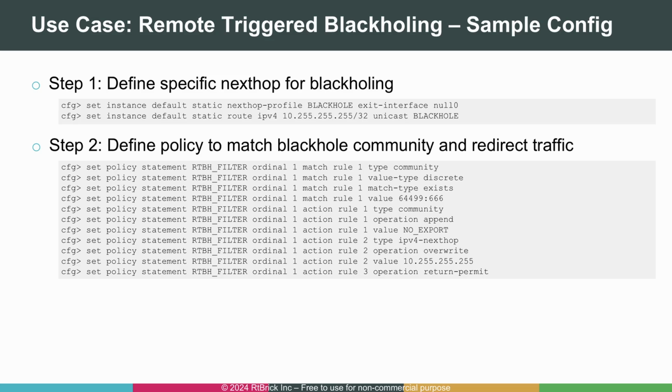Let's summarize the configuration for community-based remote-triggered blackholing. First, you need to define a static route pointing to the null interface, which serves as the next hop to redirect traffic destined for the systems under attack. Second, you create a routing policy that matches the blackholing community and rewrites the BGP next hop to the blackholing next hop. As a best practice, BGP updates with blackholing communities should not be forwarded outside the local AS. Therefore, the noexport community is also added to the prefix.